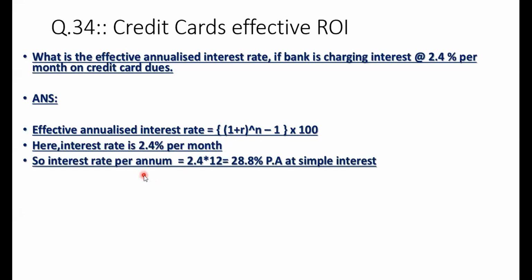So the rate of interest per annum, you see the question, is 2.4 per month. Then simple interest will become what? 2.4 into 12. What is this? This is again like an EMI, 12 installments. Every month, 2.4. So simple means 28.8.